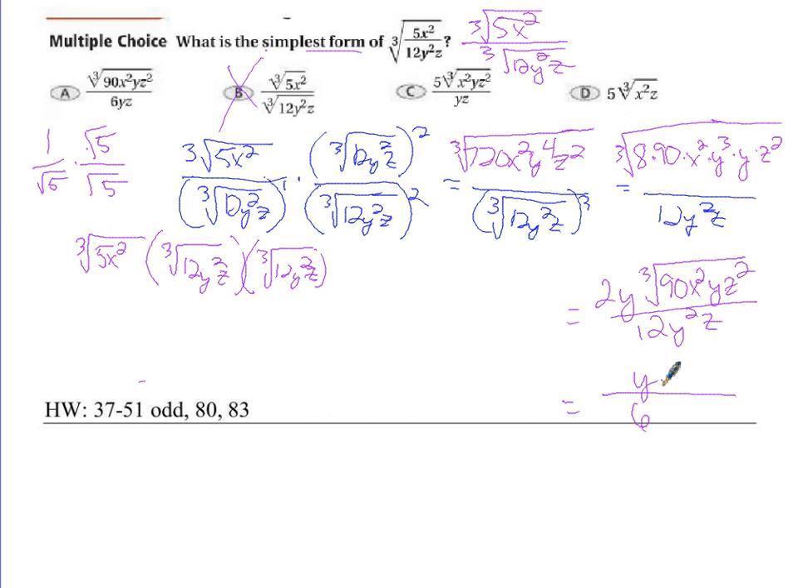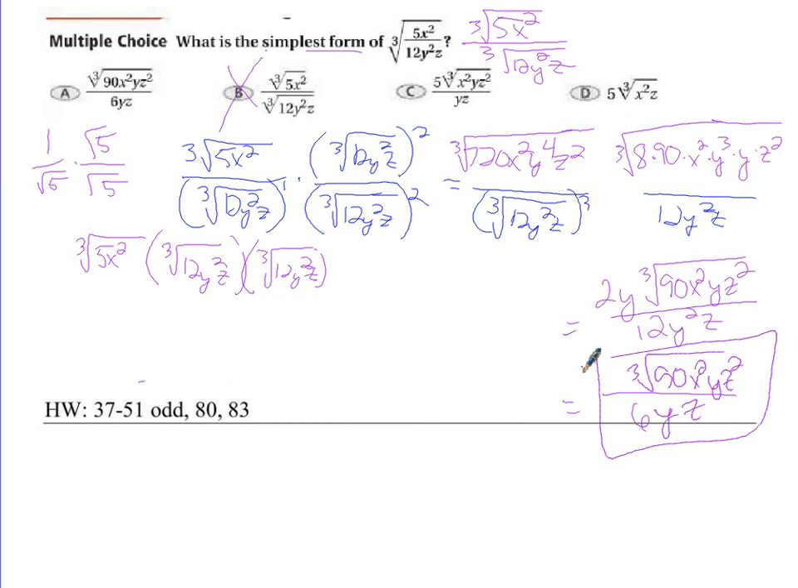The y is still up top, or is it? We have y divided by y squared. Subtract the exponents and you get y to the negative 1st. Or you can think of it as canceling. The y here cancels with one of the y's here. You're left with a y down in the bottom. That z is still down in the bottom. I've reduced the 2 and the y and I'm left with the cube root of 90 x squared y z squared. So there's your answer. This was a multiple choice problem though, so which one is my answer? A.